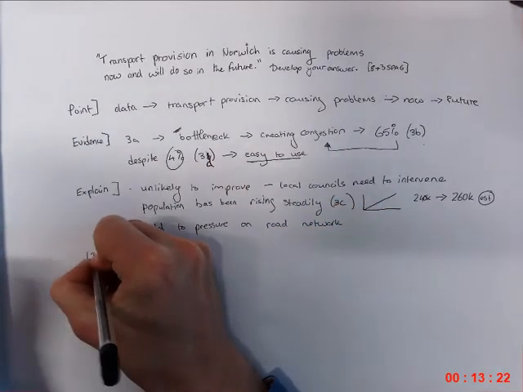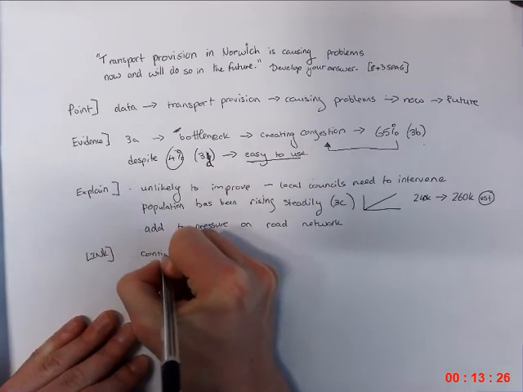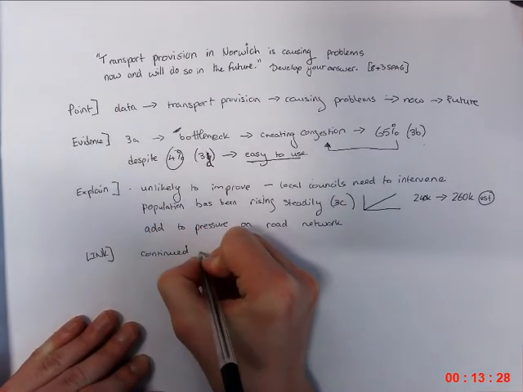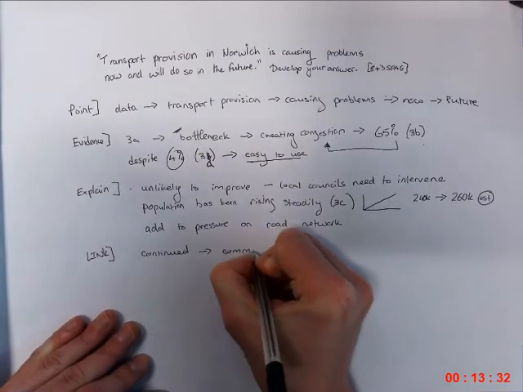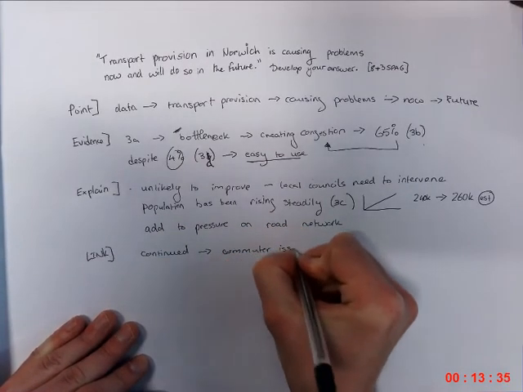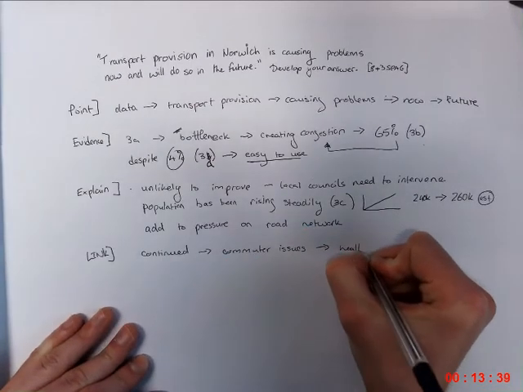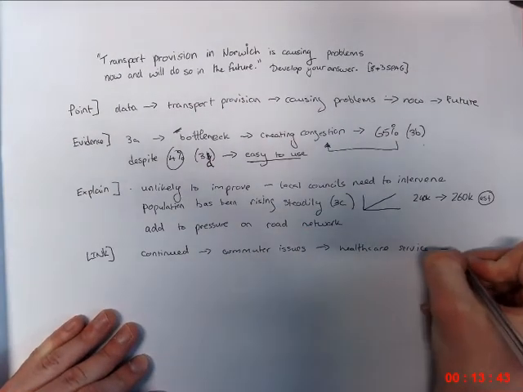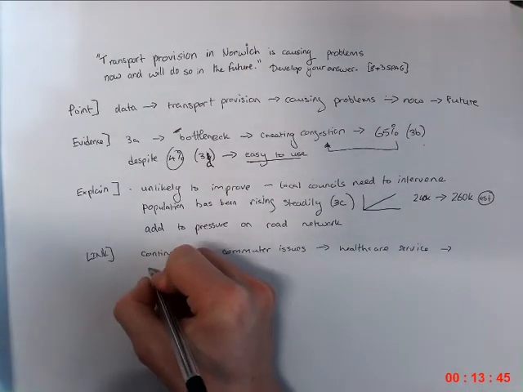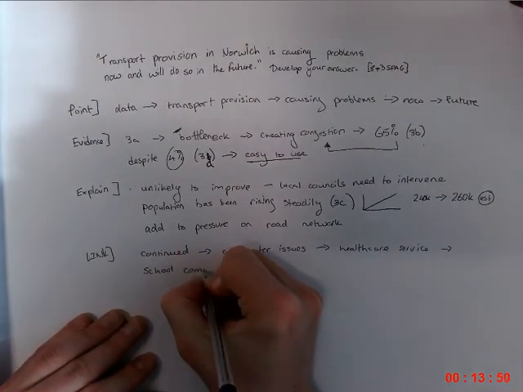And therefore, in the future and right now, there are continued problems, and problems are expected to continue creating problems for commuters. So commuter issues could include, let's say, access to healthcare services. It could include access to school commutes and so on and so forth. This could be disrupted as a result.